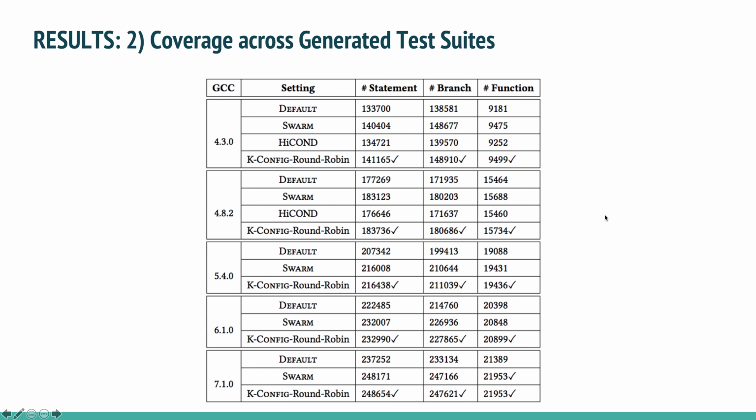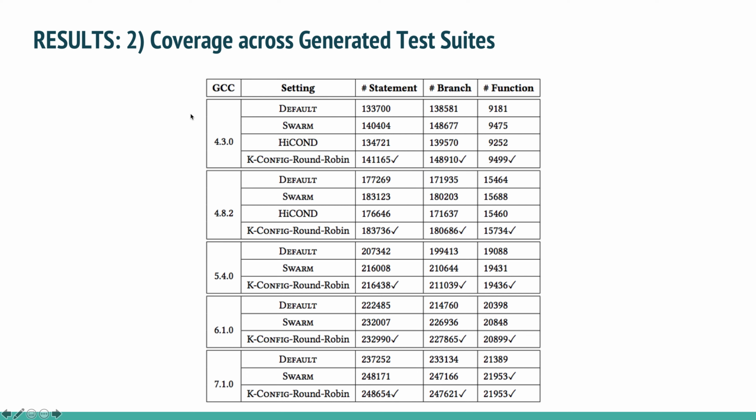The next one is coverage across the generated test suite. This table shows the number of covered statements, branches and functions of GCC on high optimization level 3. At the time of writing, we did not extract the coverage information for the most recent versions of GCC like 8.1.0, 9.1.0 and trunk due to the difficulties of recent changes in the file structure in the GCC project.